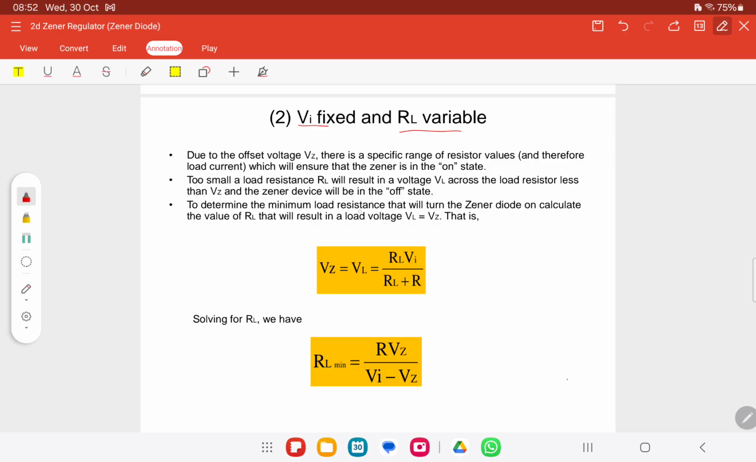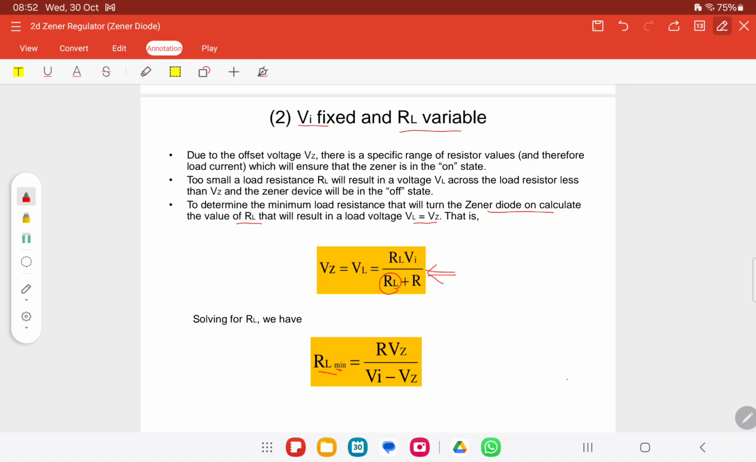To determine the minimum load resistance to turn on the diode, calculate the value of RL that will result in the diode turning on. So now, instead of using the voltage divider, we reverse the voltage divider. This is from the voltage divider earlier, right? Because now we want to get this RL. We consider the diode is on. So this one is RL min.